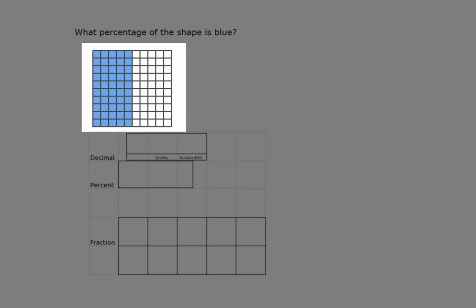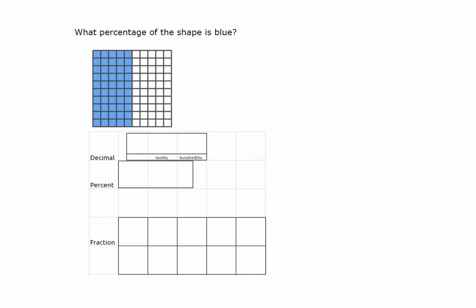So the first example that I have here, I've got 100 squares inside of this big square, and 50 of them are shaded. And we want to know what percentage of the shape is blue. Well, it seems pretty simple, but I'm going to take you through all three phases of it. There are 50 blue squares shaded out of 100. So that right there tells me that I have a fraction of 50 shaded pieces out of 100. And the nice part about this is I can say this number as 50 100ths.